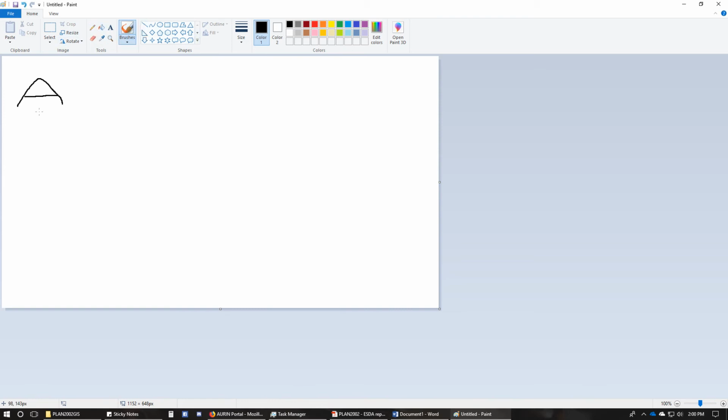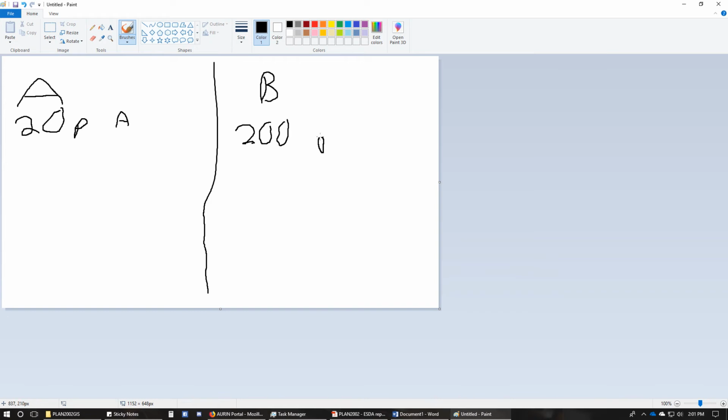Suburb A has 20 old people that need assistance, and suburb B has 200 old people that need assistance. Okay, so looking at that raw data, you see that suburb B obviously has more people between 65 and 74 that need assistance than suburb A.